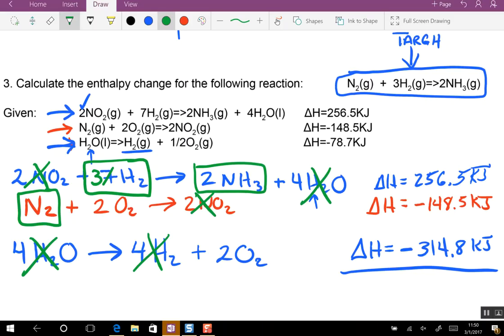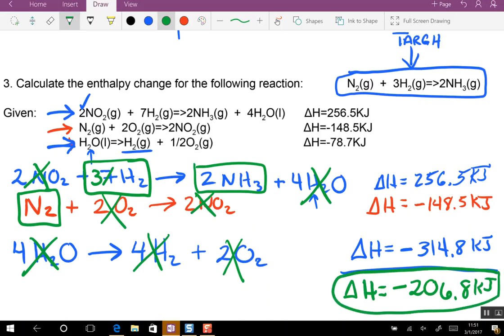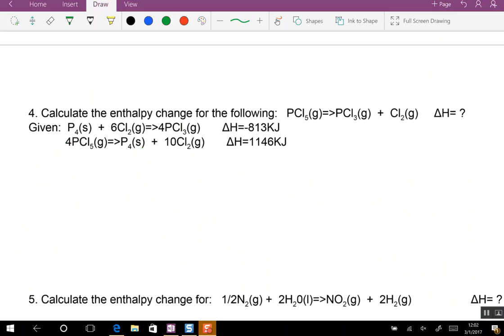Now we got to get rid of the waters. Got 4 here, 4 here. We need the N2. So we have, and then can we get rid of the oxygens? And what is our total going to be? Do some of the maths. And the answer is -206.8 kilojoules. Always put your units down. All right. Now, that is 3.